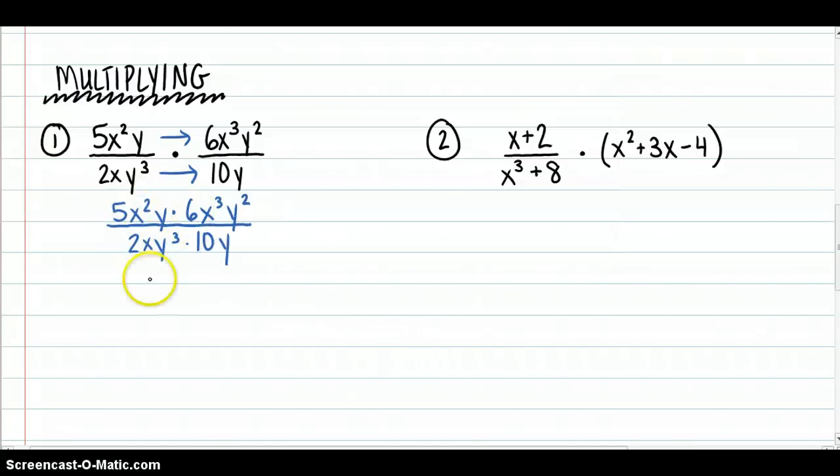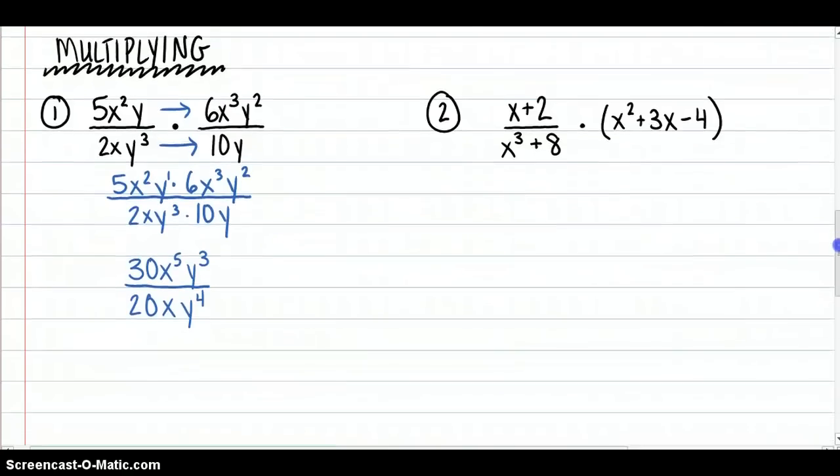So on top, I can do 5 times 6, which is 30. X squared times x cubed, we should know we just add the exponents. So x to the 5th. And y times y squared, remember that's really a y to the 1st. So again, add those exponents, we got y cubed. And on the bottom, 2 times 10 is 20. Just an x, and then y cubed times y is y to the 4th.